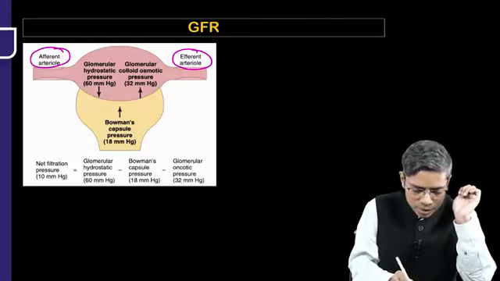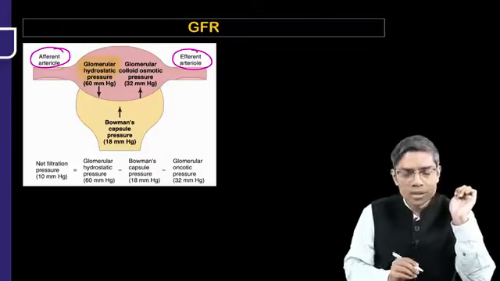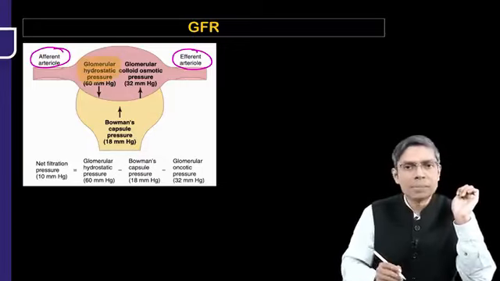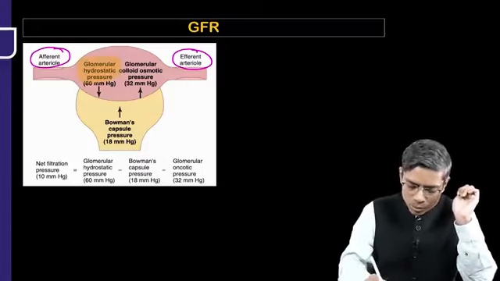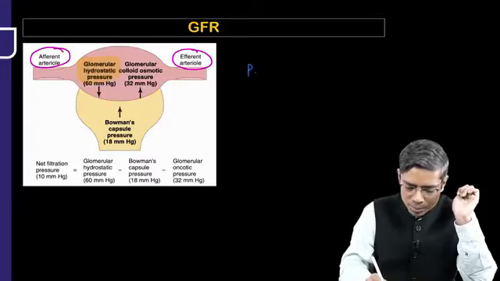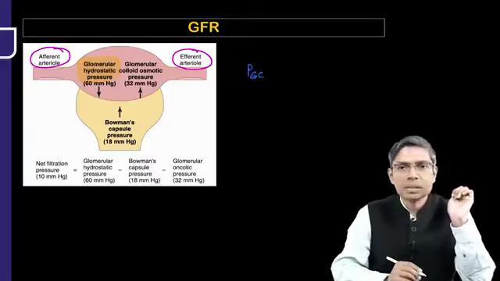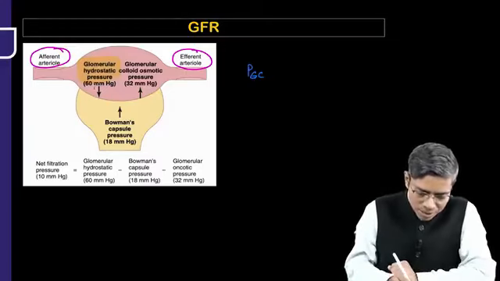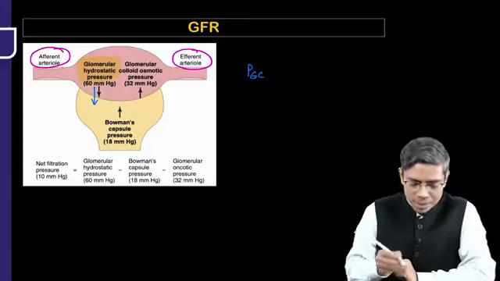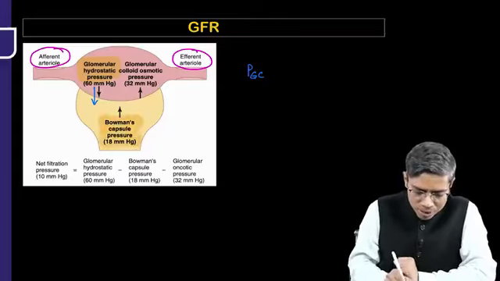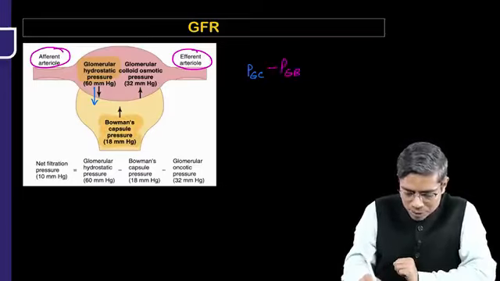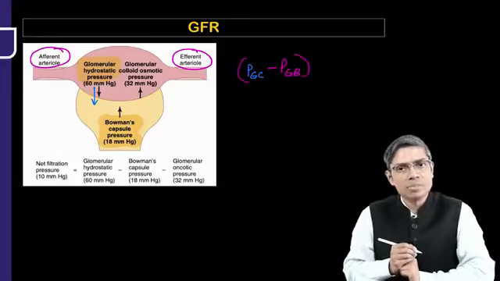What are these pressures? One is glomerular capillary hydrostatic pressure, denoted by PGC, GC for glomerular capillary. This pressure is directed towards the Bowman's capsule, and the Bowman's capsule hydrostatic pressure is trying to oppose it. Suppose that is PB; it is trying to oppose the net filtration pressure.